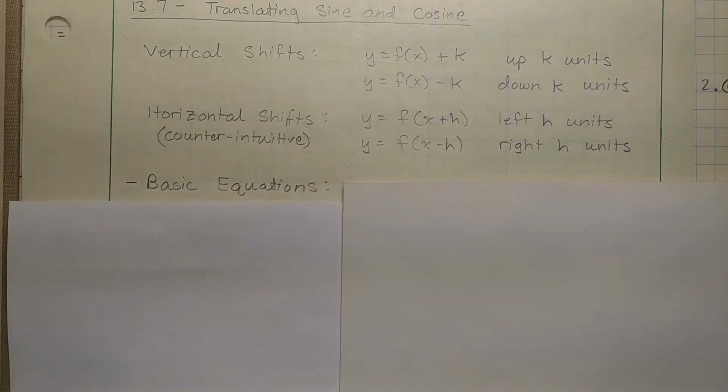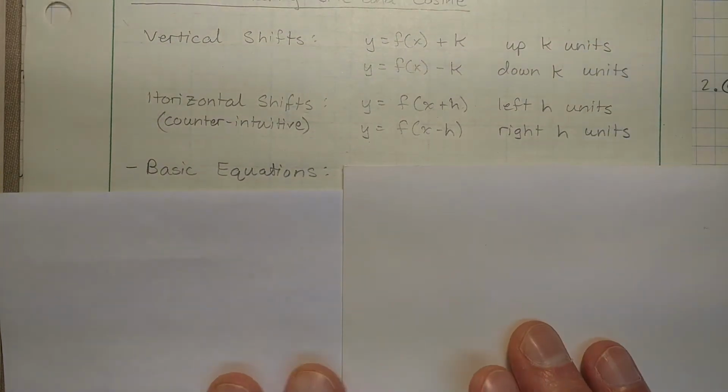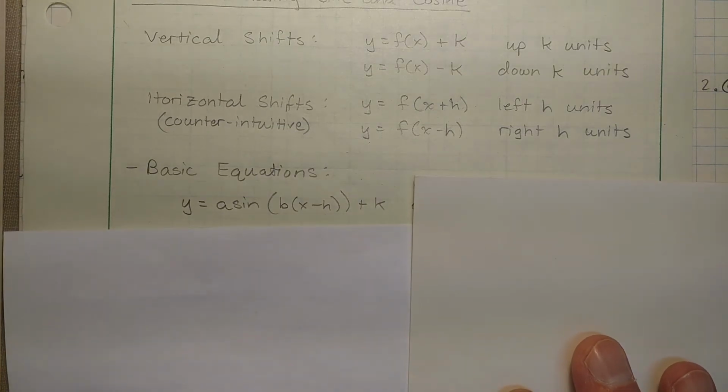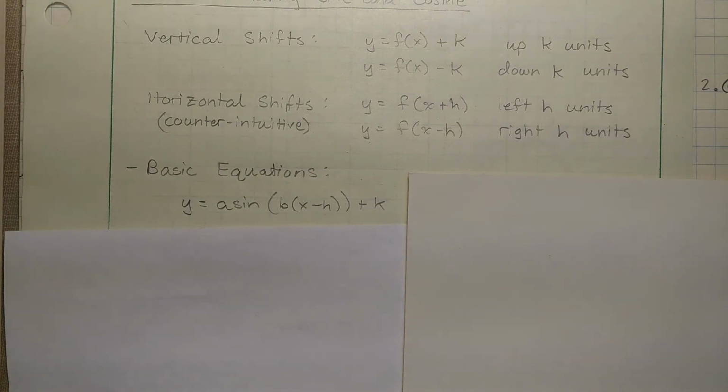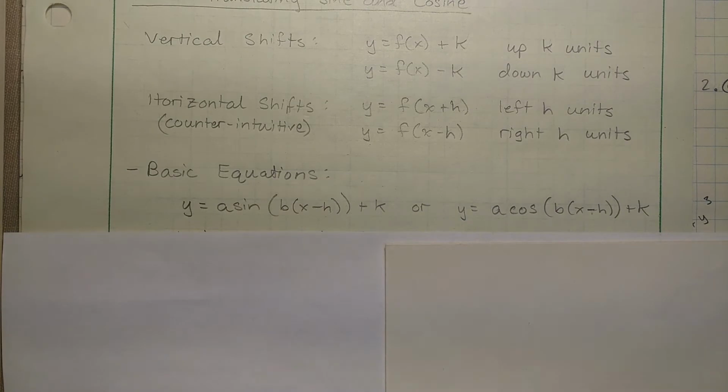Okay, so now let's look at our basic equations for sine and cosine functions. Here's our basic equation for the sine function. It's a times the sine of b times x minus h plus k. Now normally we're not going to be doing all of these things like multiplying by an a, b, and subtracting by an h and a k all at the same time. But we could be. Most of the time we won't give you those. We'll give you ones where we're doing up to two things at a time. And there's our basic equation for the cosine function.